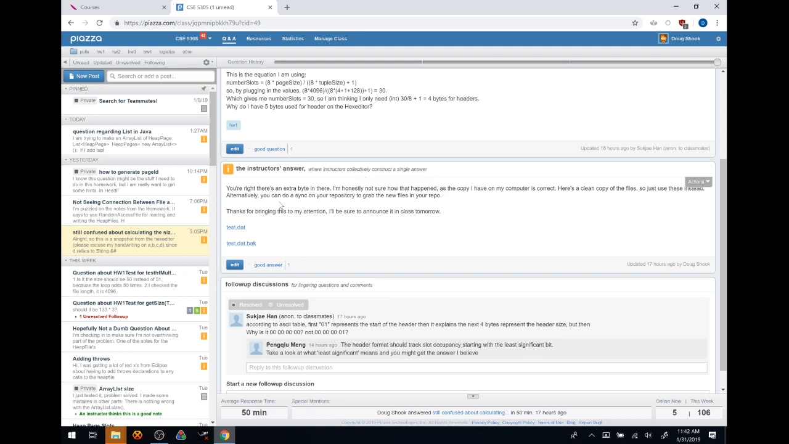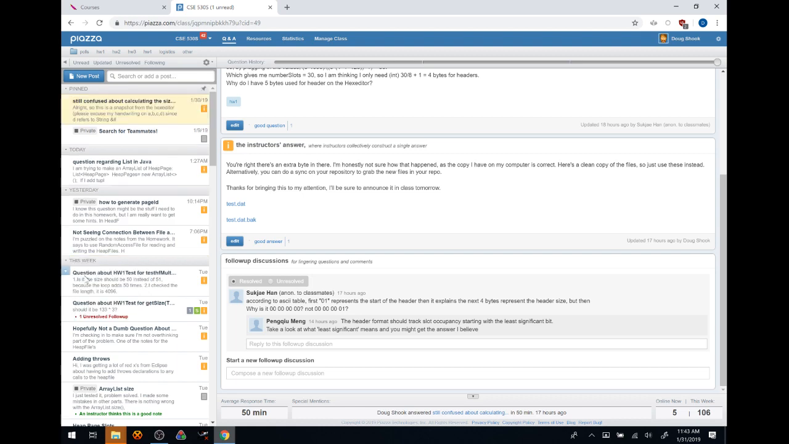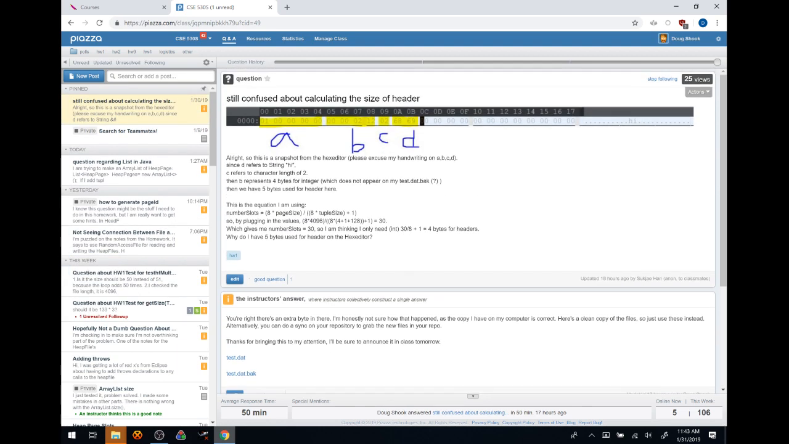The important thing is this post on Piazza, I did post a corrected version of test.dat. So if you want to grab a copy of that, erase the one that's in your repository, go find this Piazza post. Actually, I can pin it, so it's right up at the top, so it's easy to find. So sorry about that. I wish I knew what happened so that I could keep it from happening again, but at least we have a fixed file.